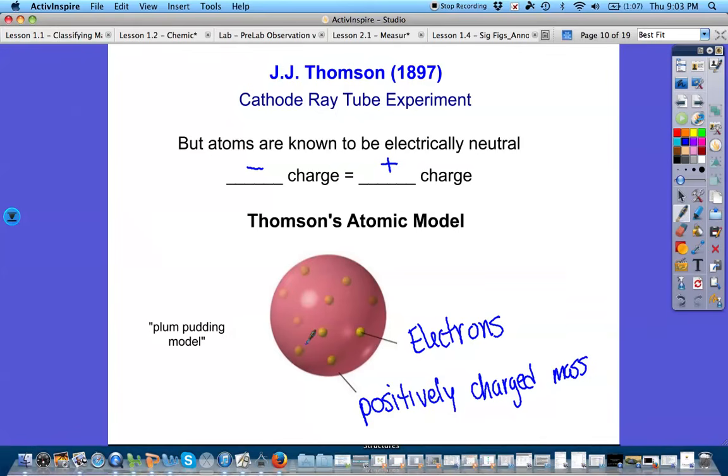And I thought about a chocolate chip cookie. Your chocolate chips are the electrons, and mixed throughout is the cookie dough, and that is the positively charged mass. If you wanted to go along the lines of cake and things mixed in with the cake, you could say funfetti cake. The white cake is a positively charged mass, and those different colors, those come from sprinkles, but we could call those the electrons.